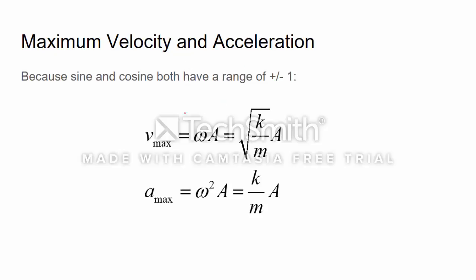To find your maximum velocity and acceleration, we can take advantage of the fact that sine and cosine both have a range of plus or minus 1. So we can set those equal to 1 to find the maximums. Your maximum velocity is simply omega A times 1. We can substitute in square root of k over m for that. Same goes for acceleration. Set our sine or our cosine equal to 1, and you can also substitute in square root of k over m, and the square root and the square cancel.